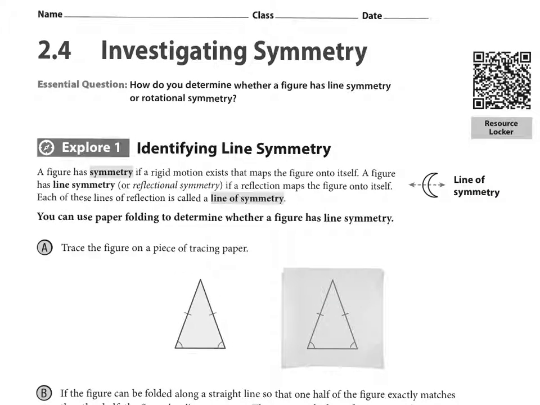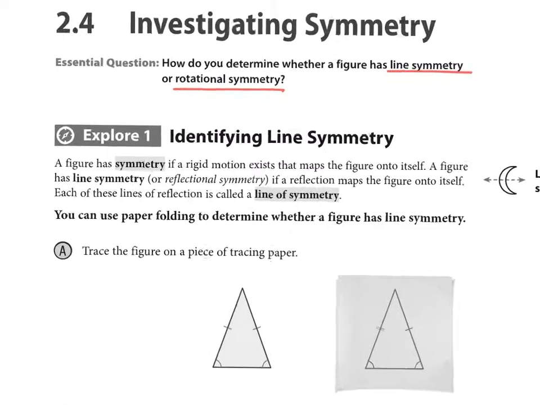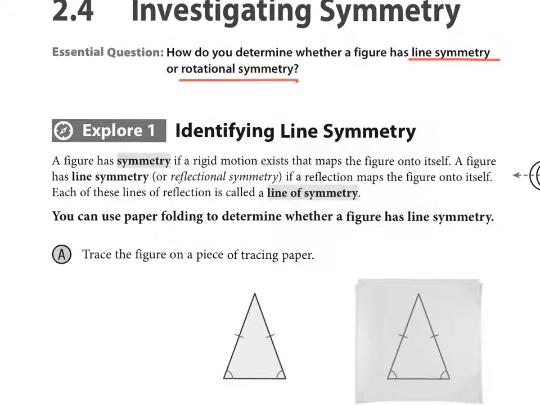What we're going to do here is combine a few different things. We're going to talk about lines of symmetry. If we look at our essential question up here, lines of symmetry should make you think about reflections, and then rotational symmetry, which should make you think about rotations. We've got some definitions here about symmetry and lines of symmetry, if you want to pause the video and copy those down. And a line of symmetry is really just the same as your line of reflection.